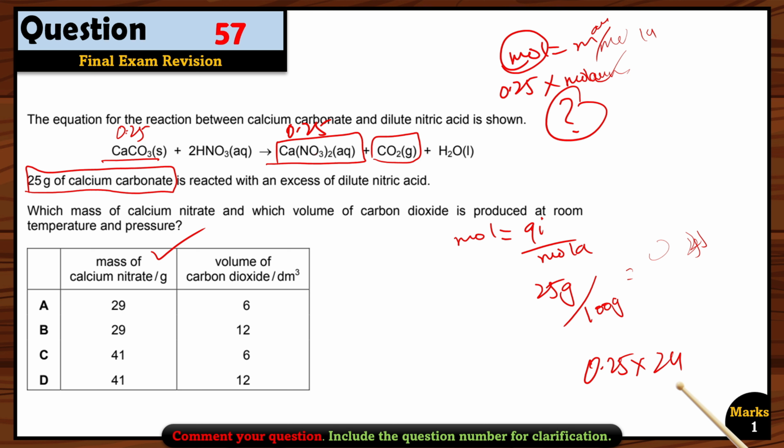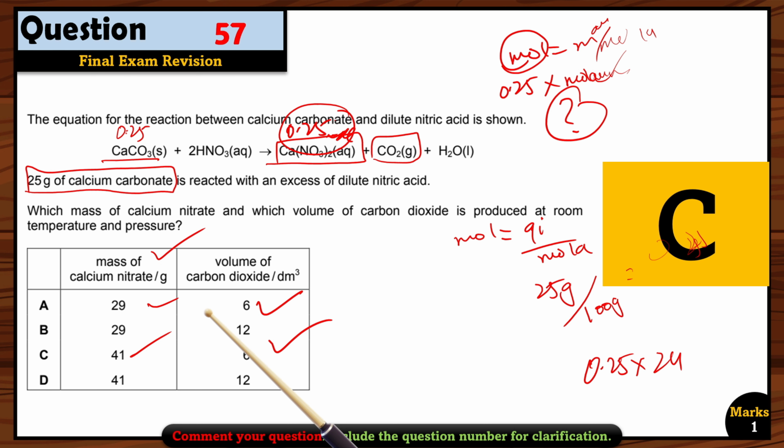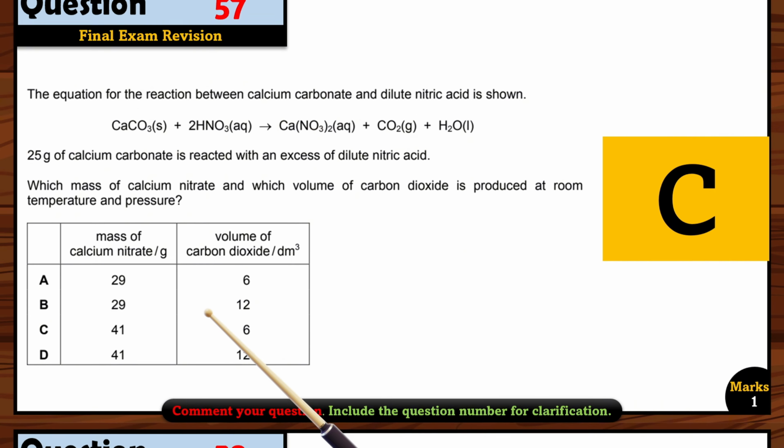So what will be the answer? The volume of carbon dioxide will be 6. So option A or C can be right. And from the moles answers, you can easily calculate the mass. And once you calculate the mass, you can see which option is right, A or C. So option C is right. Actually, the mass of calcium nitrate will be 41 grams. You can do your calculation yourself, okay?